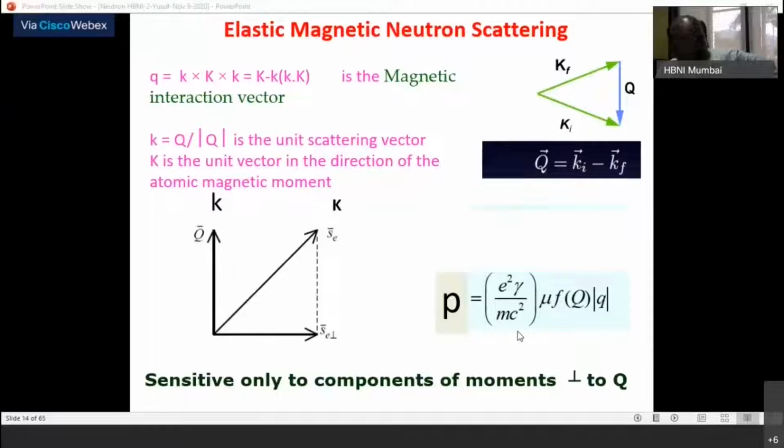But I must add that at high brilliance synchrotron facilities, the incident photon flux is so high that though the magnetic scattering is 4 orders of magnitude weaker than the charge scattering for X-ray, it is measurable, provided you can separate out the charge scattering and magnetic scattering, and that is beautifully done by using certain analyzer crystals, and I will not go into details of that.